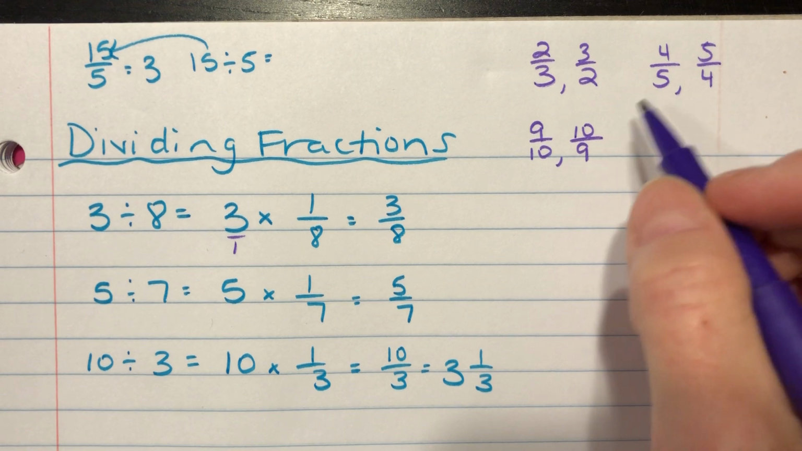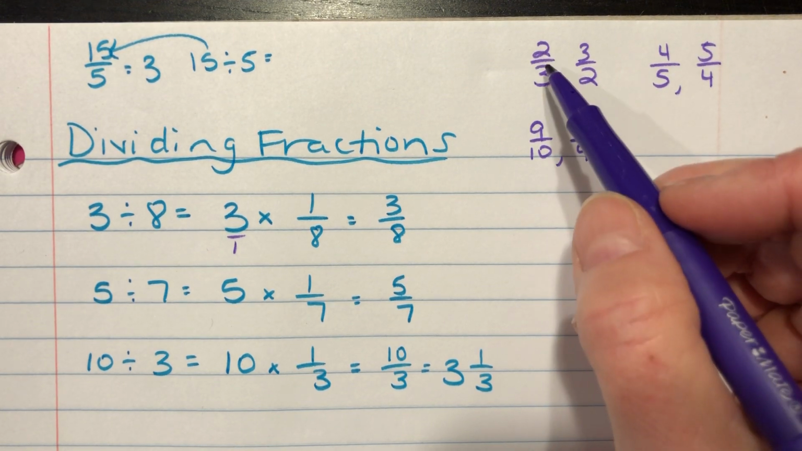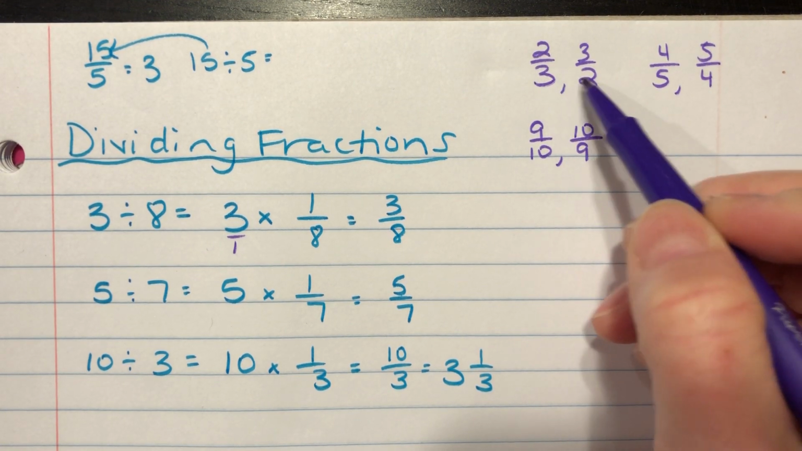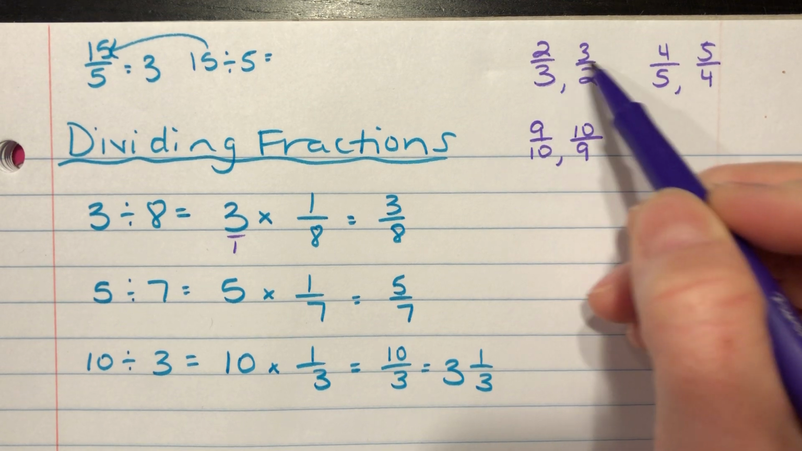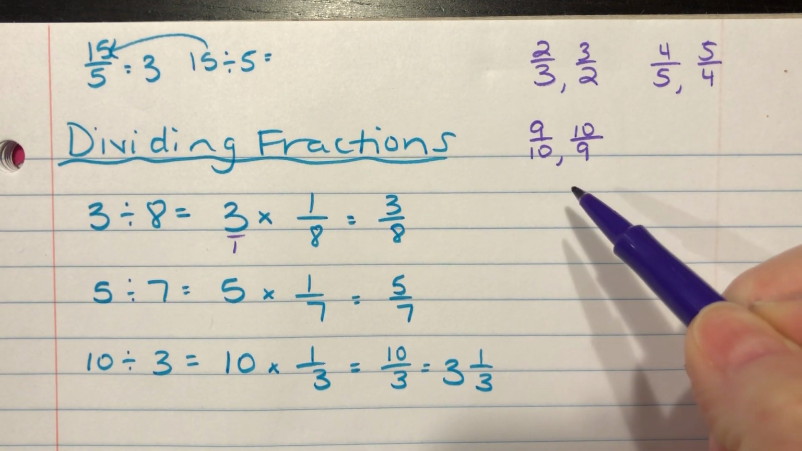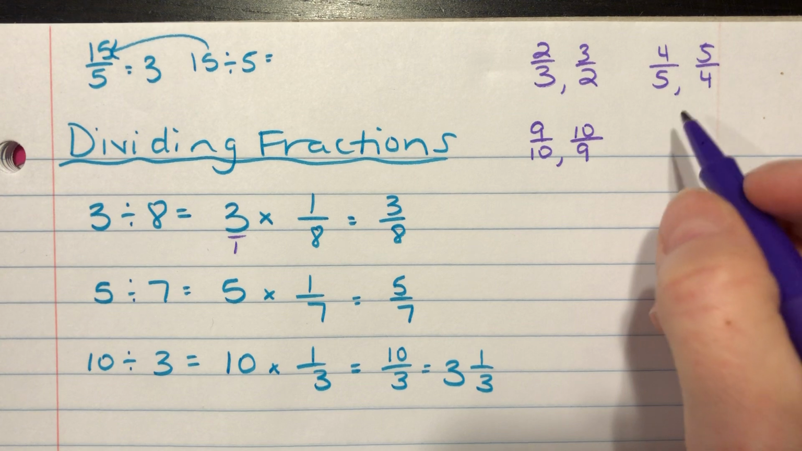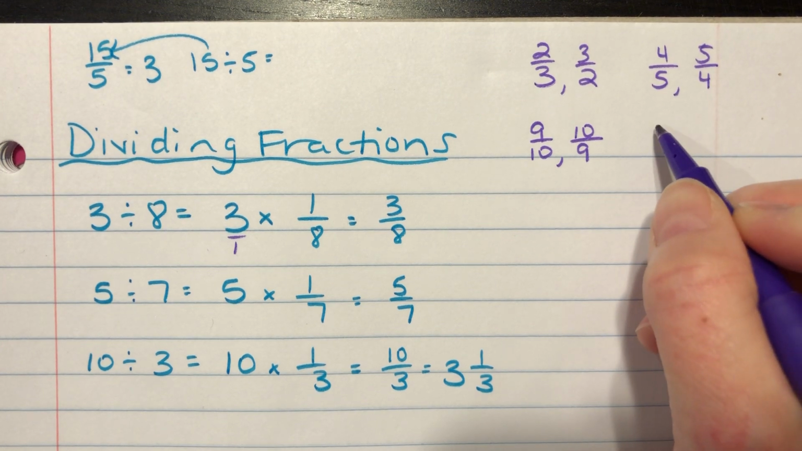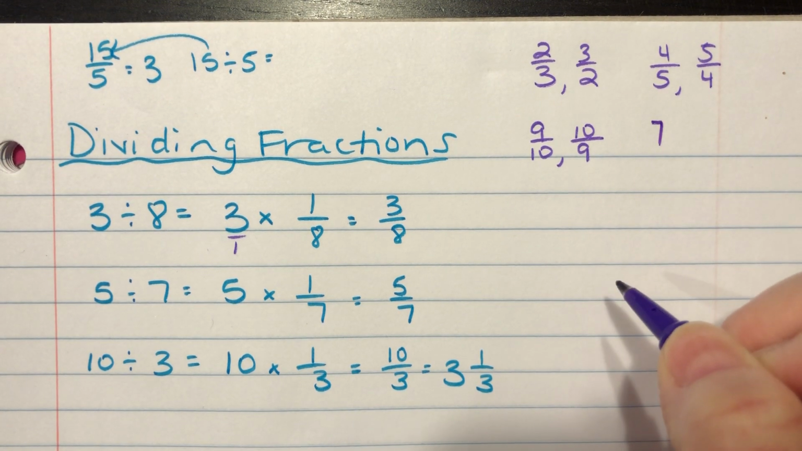So if I gave you a fraction and I asked you what's a reciprocal, all you'd have to do is take the numerator and write it as a denominator, and the denominator and write it as a numerator, and now those two would be reciprocals. My question to you is, what's the reciprocal of 7?